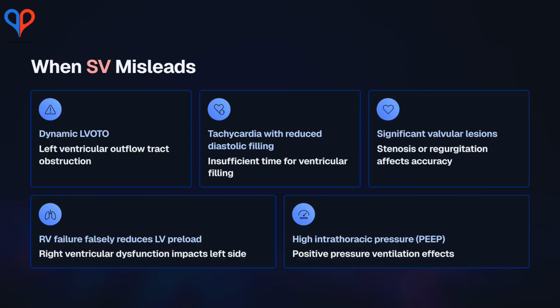Stroke volume reductions are not always signs of volume depletion or pump failure. Dynamic left ventricular outflow tract obstruction can severely drop stroke volume despite hypercontractile function. Fluids and inotropes worsen it. Tachycardia shortens diastole, limiting filling and decreasing stroke volume independent of true contractility. Valvular lesions distort forward flow measurement. RV failure reduces LV preload, lowering stroke volume despite normal LV performance. High PEEP reduces venous return and falsely lowers SV, even when the patient is fluid intolerant. Stroke volume must always be interpreted through the lens of the operating physiology.